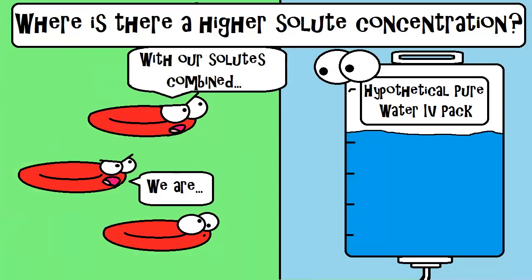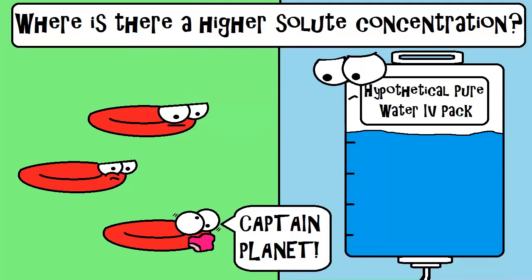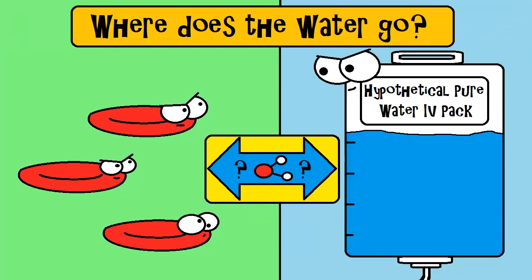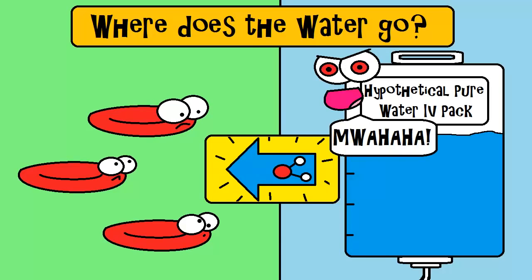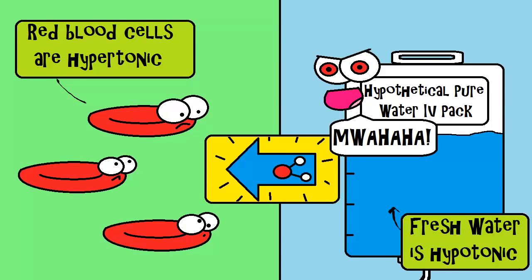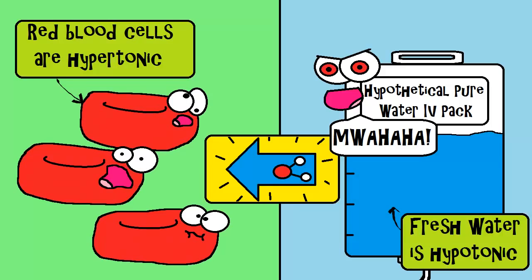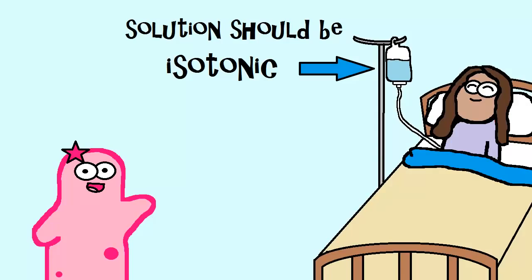Remember, cells are not empty vessels. They do contain solutes. The pure water that hypothetically is running through this IV tube has no solutes. It's just pure water. So where does the water go? Remember, it goes to the area of higher solute concentration. So it's going to go inside the cells. The cells are hypertonic compared to the water in the IV tube because the cells have a greater solute concentration. The cells would swell with water and possibly burst. Exploding red blood cells are not fun. If a person needs fluids, they typically receive a solution that is isotonic to their blood plasma.